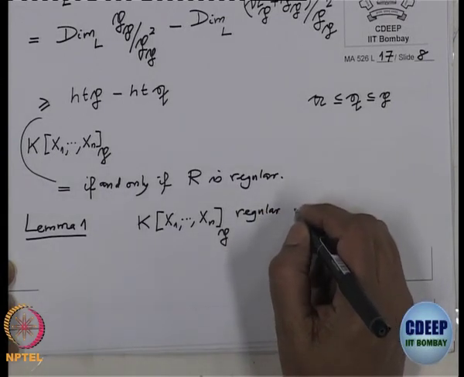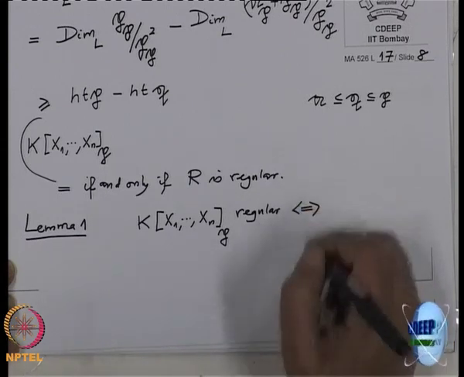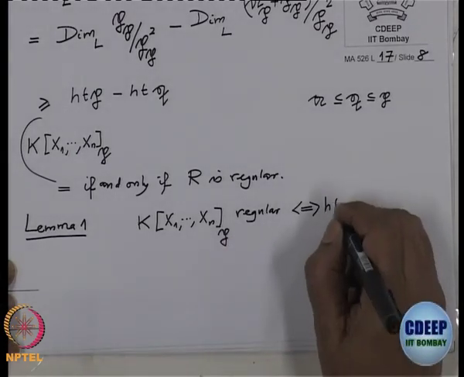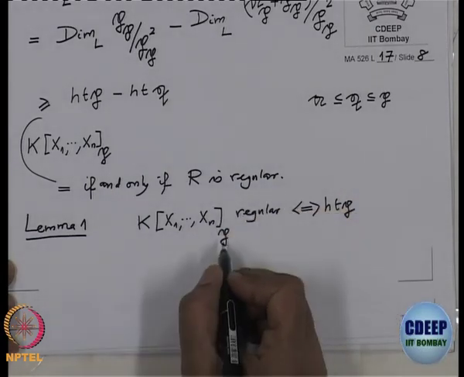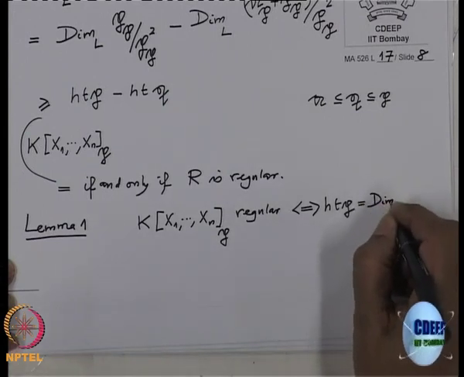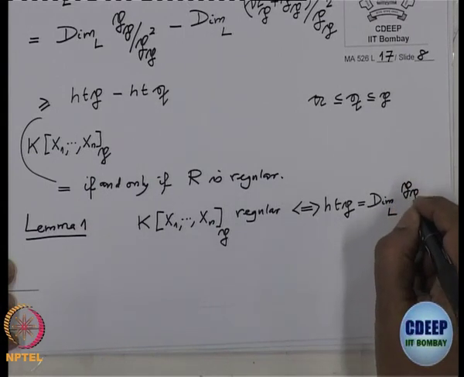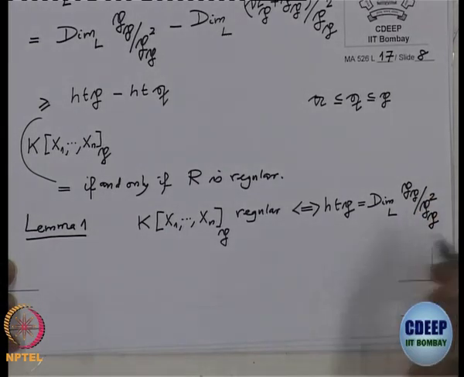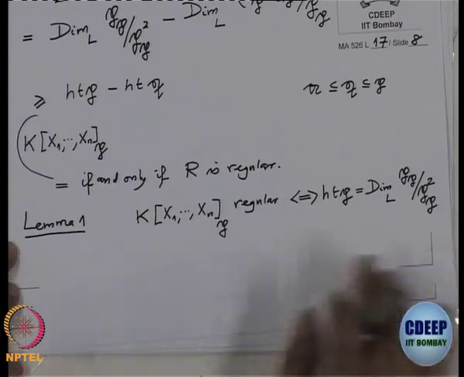If and only if height of P, that is the dimension, and the embedding dimension, that means localized, that means this should be equal to the dimension of P over L of P mod P square P. That is when this is regular. This is only a definition. This is what we have by lemma 1.